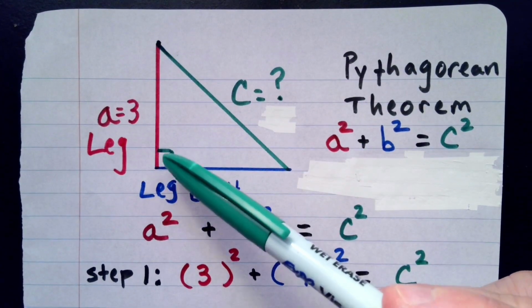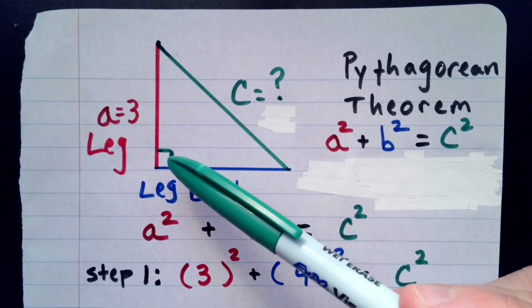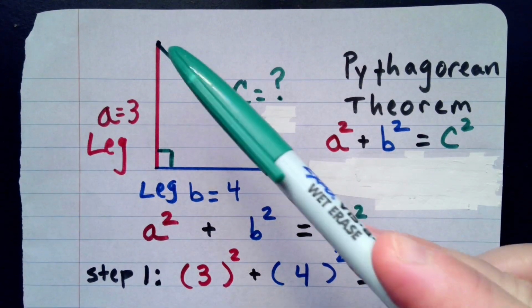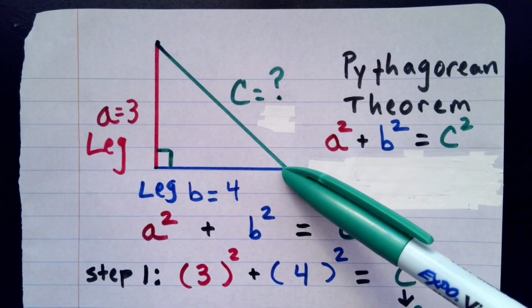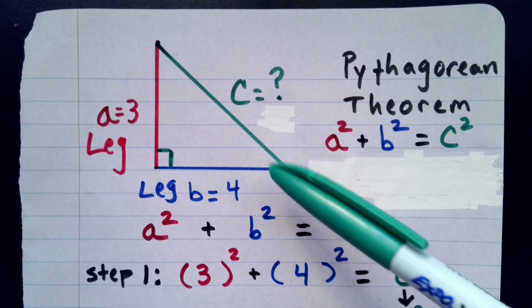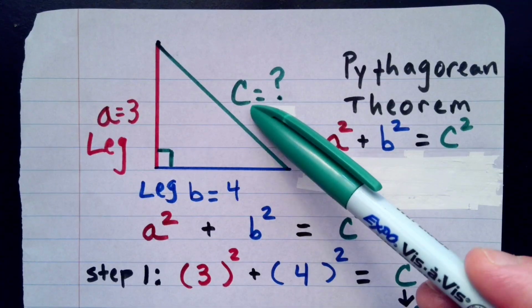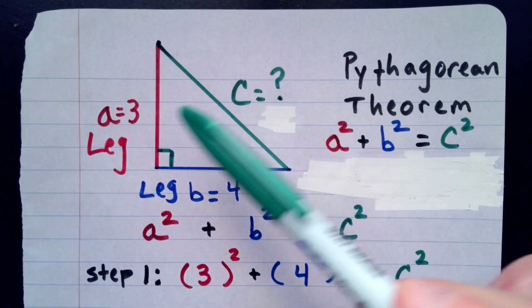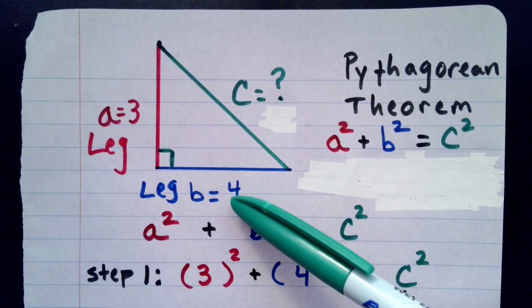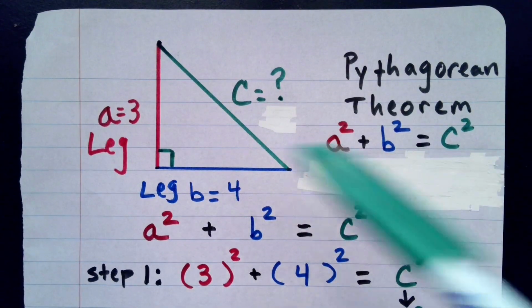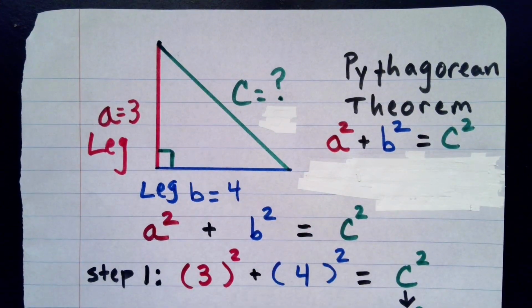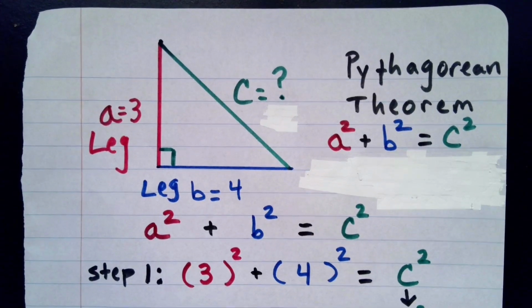Now, directly across the 90-degree angle, you have the longest side of this triangle, which is called the hypotenuse. So the value for c will always, always, always be longer than a and longer than b. Now, again, you can only use the Pythagorean theorem with a 90-degree right triangle. Hey, let's go ahead and get started.